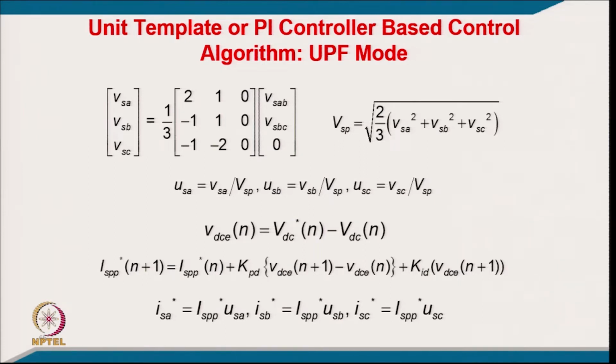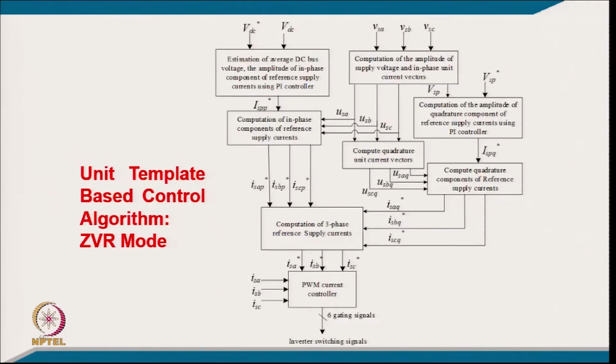So, we sense the grid current and put the current controller, either a hysteresis current controller, a PWM current controller, or an on-off current controller. There are plenty of current controllers which are used on these current errors. So, this is typically the block for zero voltage regulation.